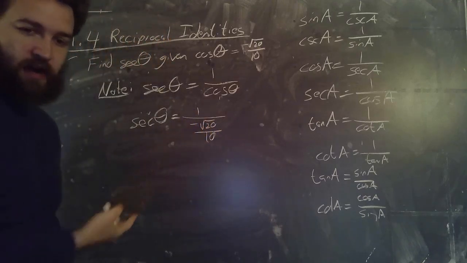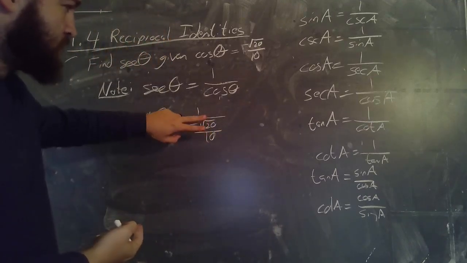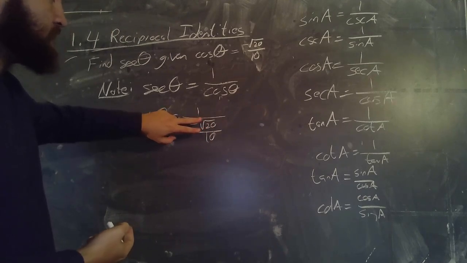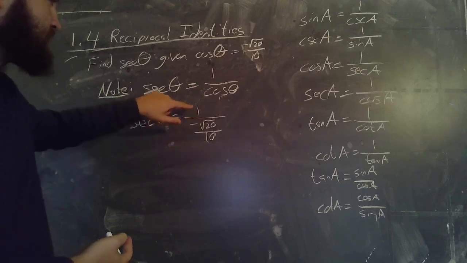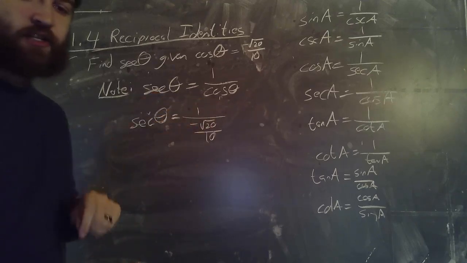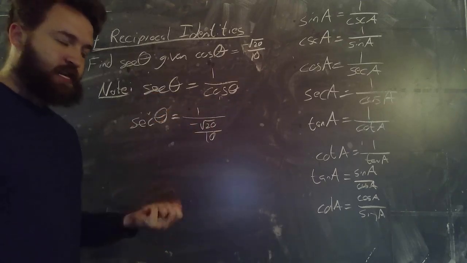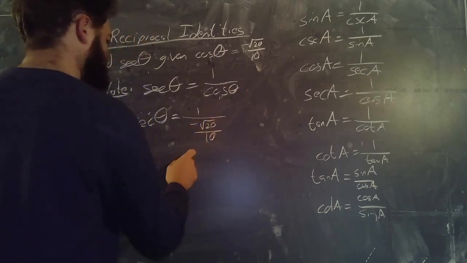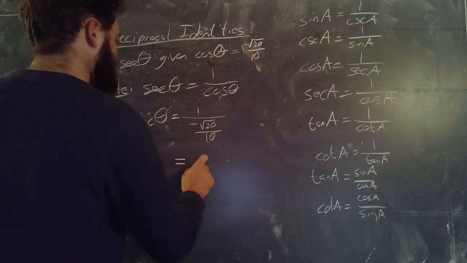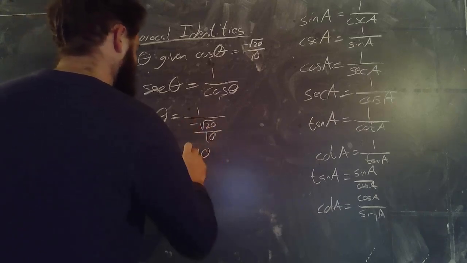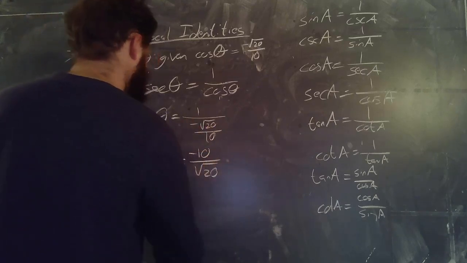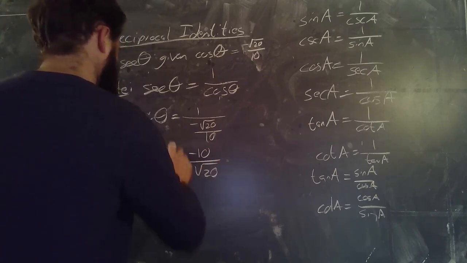Now this is a compound fraction, which means that we will have to simplify this into a single fraction. This is like 1 over and then another fraction. So from college algebra, that is keep the top number the way that it is, change the sign from divide to multiply, and then flip over the bottom fraction. So that is negative 10 over square root of 20 is equal to secant of theta.